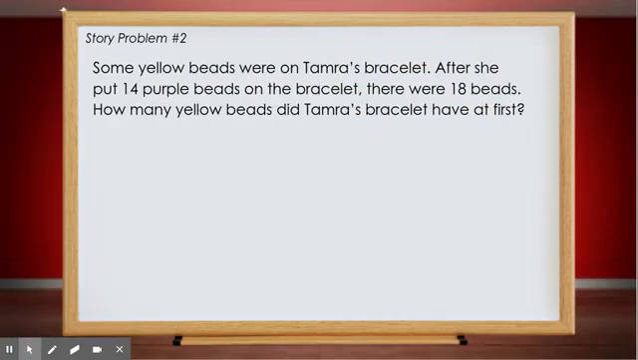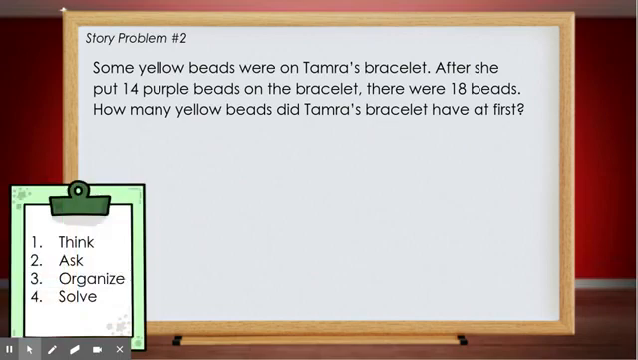Let's go on to problem number 2. Remember, we're going to think, ask, organize, and solve. The problem reads, some yellow beads were on Tamara's bracelet. After she put 14 purple beads on the bracelet, there were 18 beads. How many yellow beads did Tamara's bracelet have at first?